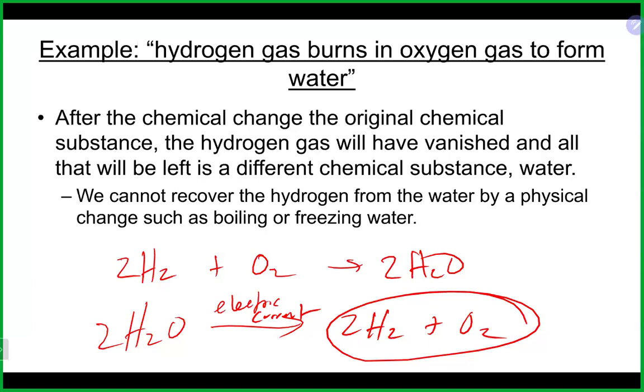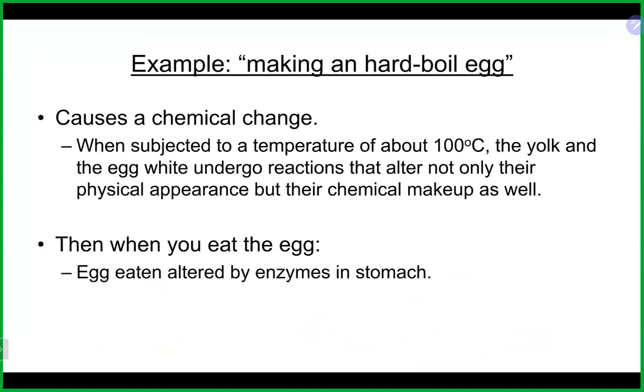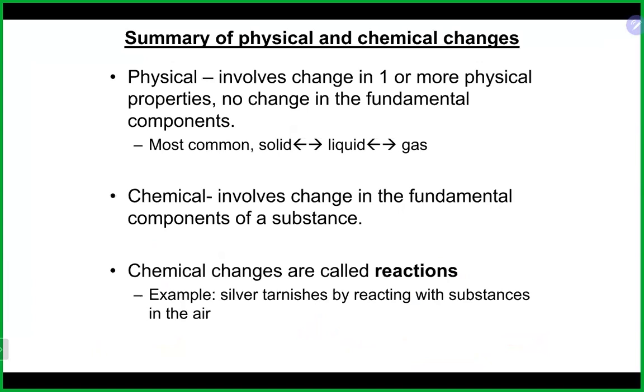Yeah, so the formation of a new substance usually involves some type of chemical reaction, and that's a chemical change that occurs. Obviously, a couple other examples here, a hard-boiled egg changes everything after you heat it chemically. And again, after you eat it, we will break that stuff down along the way.